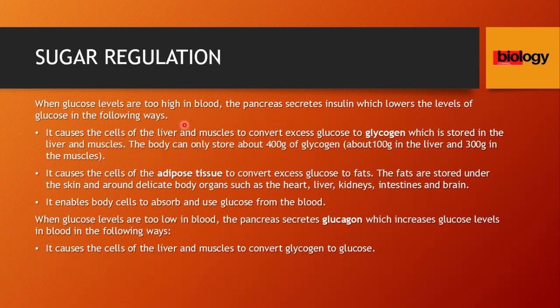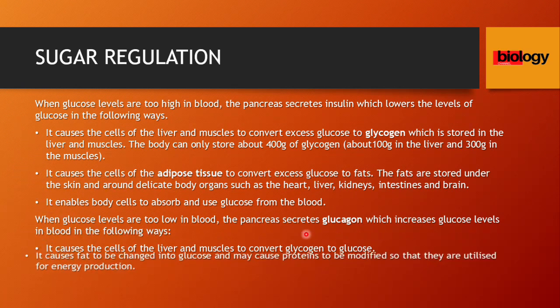When the sugar levels are too high, insulin will cause the cells of the liver and muscles to convert excess glucose to glycogen. But now it is glucagon which is causing the cells of the liver and muscles to convert glycogen to glucose. So when glucose levels are too low, glucagon will cause the cells of the liver and muscles to convert glycogen to glucose.